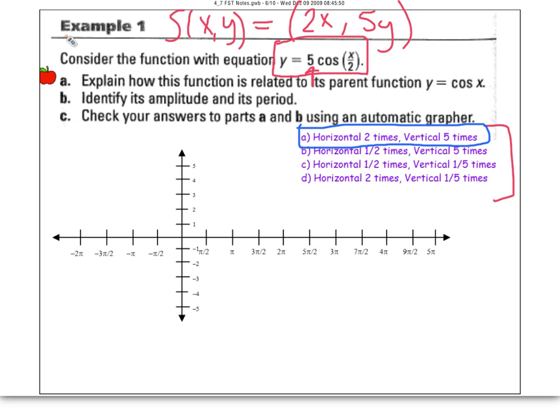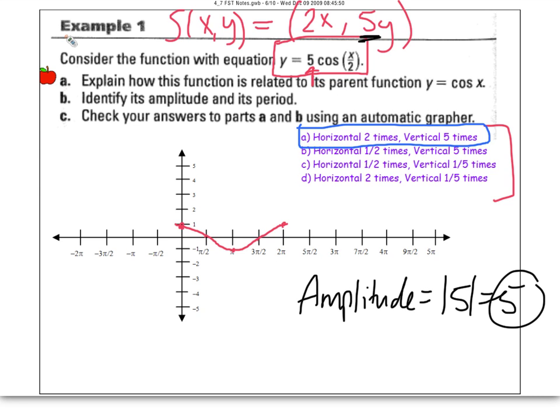Now the best way to do this is to actually sketch the cosine function as the parent first. Remember, the parent just looks like, it starts at 1, goes to 2 pi, and it makes this C shape. So there's our parent of the cosine. What I need to do to this graph is to horizontally stretch it twice and vertically 5 times. So let's talk about amplitude and period. Well, the amplitude, remember, by formula, is just the vertical stretch. So take the absolute value of this vertical stretch, which is 5. So the amplitude is 5.